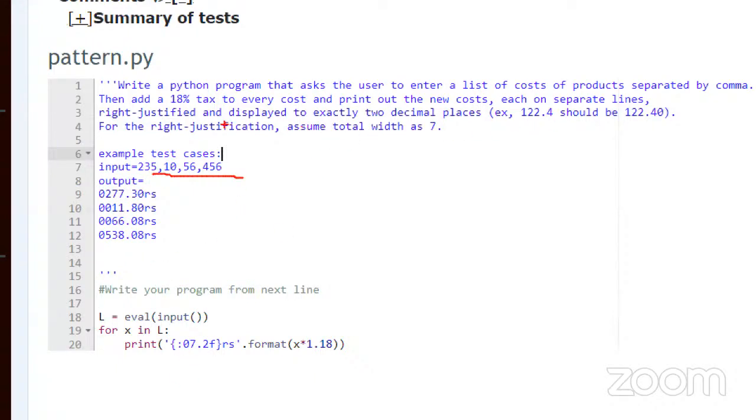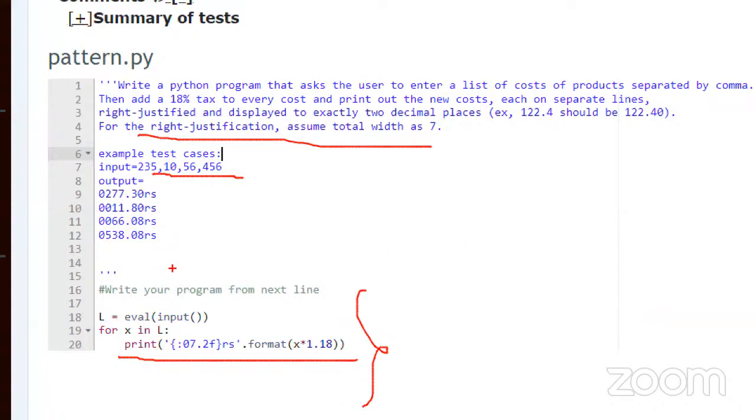Then there is a fixed condition, right? For the right justification, assume the total width is 7. At max, you have to assume that the width is 7. So in that, if there is not enough width, you have to attach 0 to it. There is only one line of code for that. Very simple. If you put your brain to it, definitely you can work instead of using all those stupid codes.